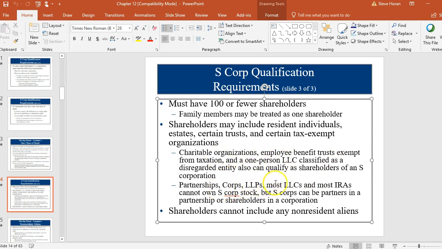Partnerships, corporations, LLPs, most LLCs, and most IRAs cannot own S Corp stock. Okay, but S Corps can be partners in a partnership or shareholders in a corporation. So partnerships, corps, LLPs, and most LLCs cannot own S Corp stock. That's just a key thing to remember. The S Corp can be a partner in a partnership, though, or a shareholder in a corporation. So they can own corporate stock. Shareholders cannot include any non-resident aliens. Okay, that's a big one right there.